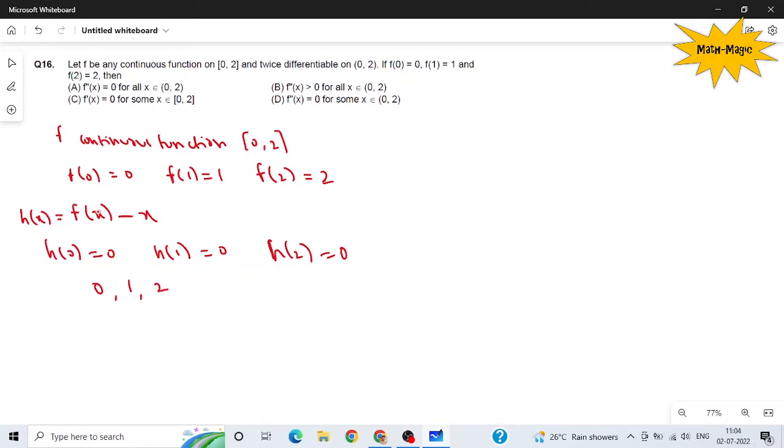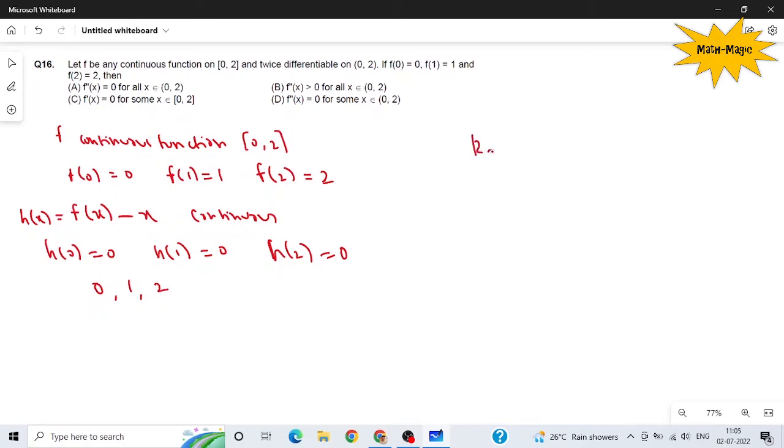f is a continuous function, x is a continuous function, so f minus x is also a continuous function. It's also twice differentiable because f is twice differentiable and x is infinitely differentiable, so the subtraction is twice differentiable. Now we can apply Rolle's theorem here.